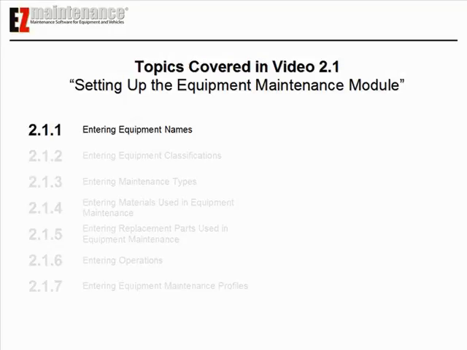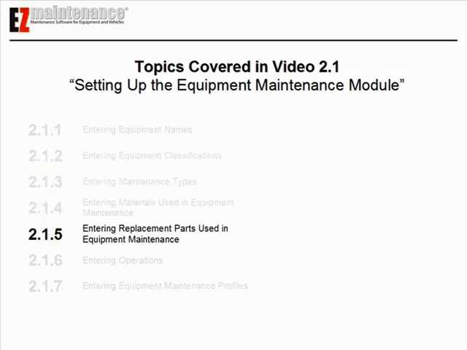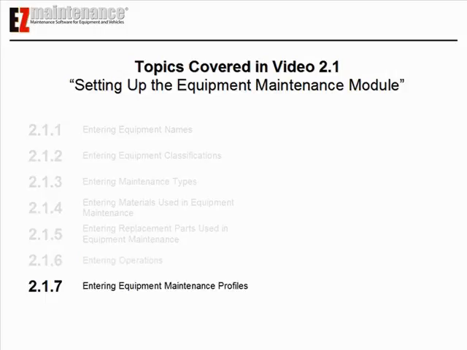maintenance module. Equipment names, which are general names for equipment which you'll choose from when entering new equipment into the program. Equipment classifications, which are names of groups that you can assign to your pieces of equipment to aid you in categorizing them. Maintenance types, which are names that you give to scheduled recurring maintenance events. The materials which you'll use in equipment maintenance. The replacement parts which you'll use in equipment maintenance. Operations, which are names and descriptions of the operations that you perform in maintenance events. Maintenance profiles, which are complete maintenance schedules which you can assign to your equipment.